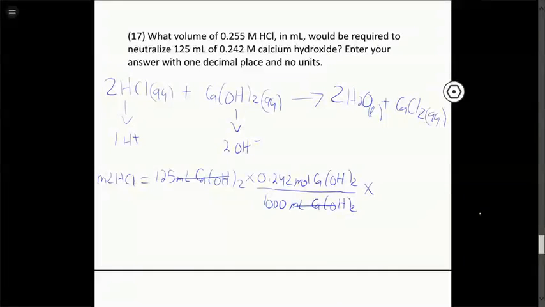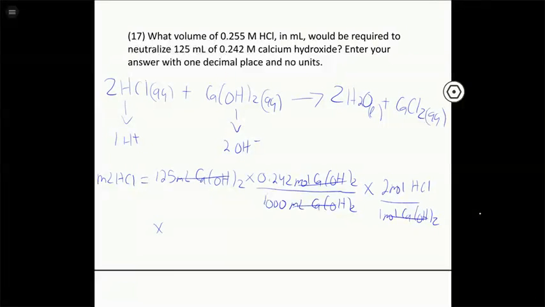So here we use the mole ratios from the balanced chemical equation. 2 moles of HCl reacting for every 1 mole of calcium hydroxide. So we want HCl in the numerator, and then we have 1 mole of calcium hydroxide as the denominator. These are just the coefficients from the reaction. Now we have moles of HCl, and the last thing we can do is we know the molarity of HCl, so we can use that as a conversion factor to go back into milliliters.